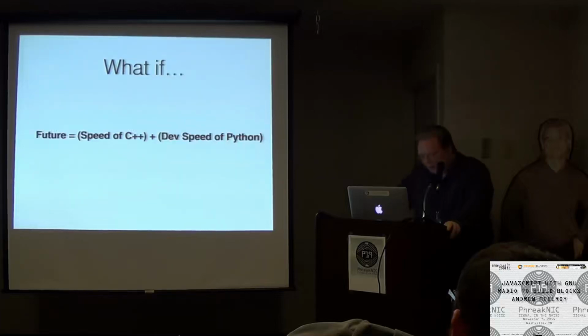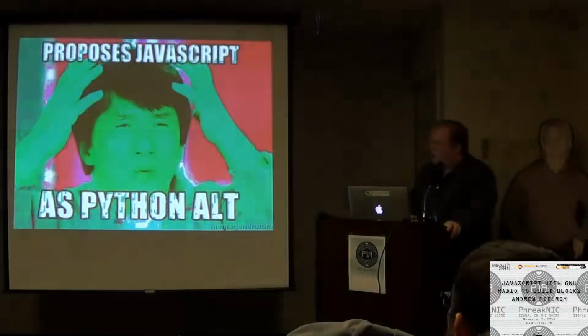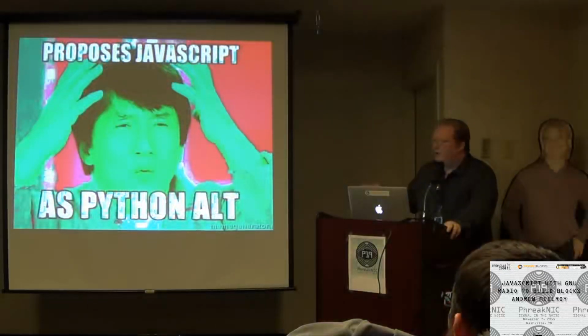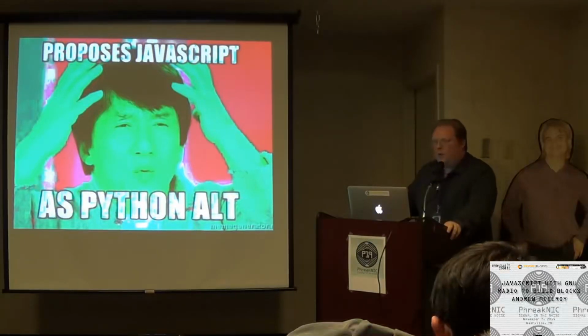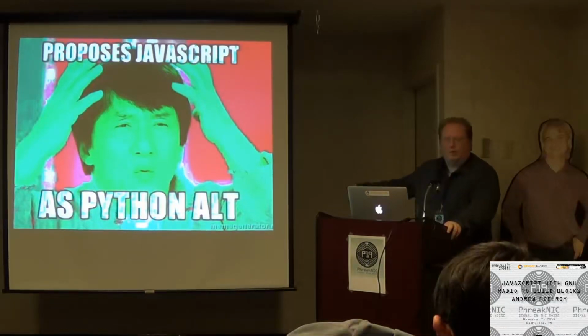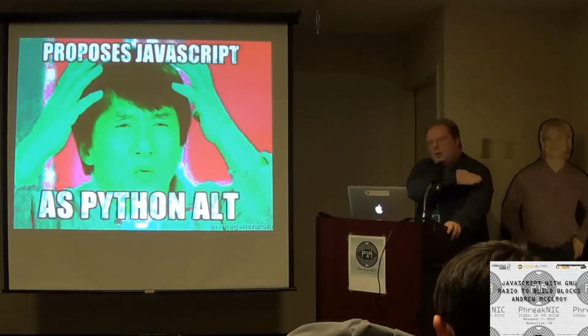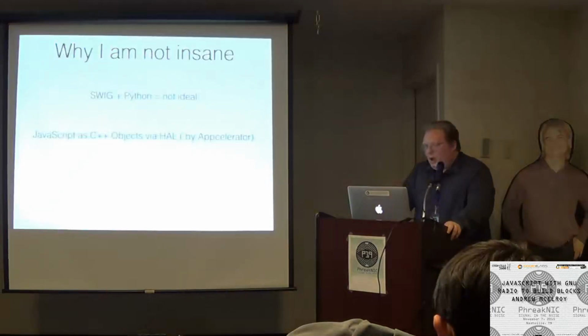So the big what if is, what if you had the speed of C++, but the development speed of Python? And I promise that I'm not insane when I propose it, because of how I'm going to inject it. And that's a lot trickier than I originally expected, because again, the screen's inverted. But yes, in serious, not trolling, there is a way to actually make JavaScript be more performant than the way that they're injecting Python into GNU Radio Companion.